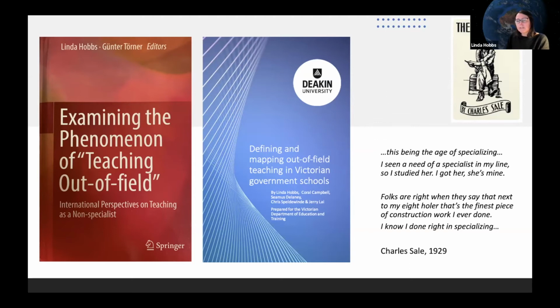Last year, we were contracted to develop the definition of out-of-field teaching for the department, and the report's there, and Em's going to put it in the chat. The definition has two parts: some criteria, and then a multifaceted definition. I'll go through those piece by piece. Through review of the literature and input by experts in the field, we identified a number of criteria that can determine what we define as out of field.